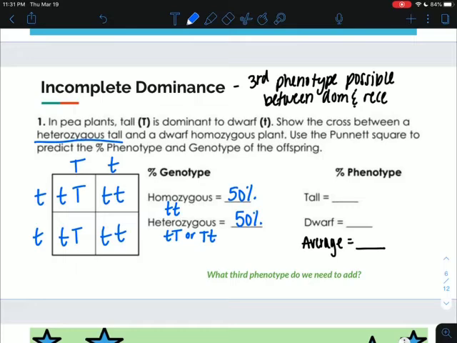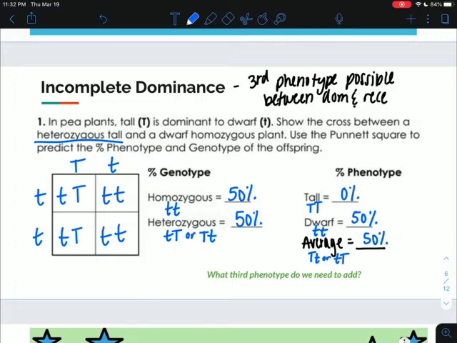All right, now, if we go to the phenotype, okay, the phenotype, again, the physical characteristic. Tall, in order to be tall, it would have to be TT. To be dwarf, you would be lowercase t, and to be average, you would be that heterozygous, all right? And since we have 0 plants that are capital, we have 0% tall plants, right? Then we have 50% dwarf, and now 50% average height, okay?